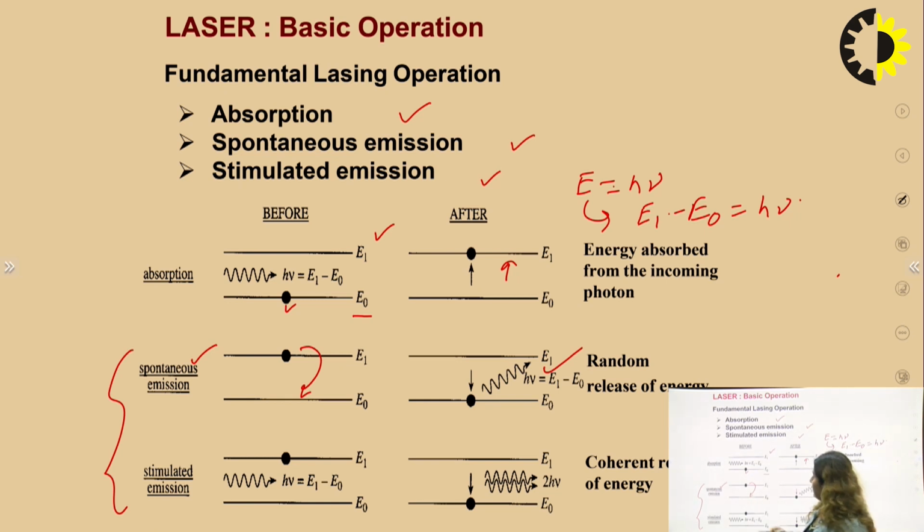In the case of stimulated emission, we first have to make a photon incident on the atom in the upper energy state, and then the atom will fall down into the lower energy state.